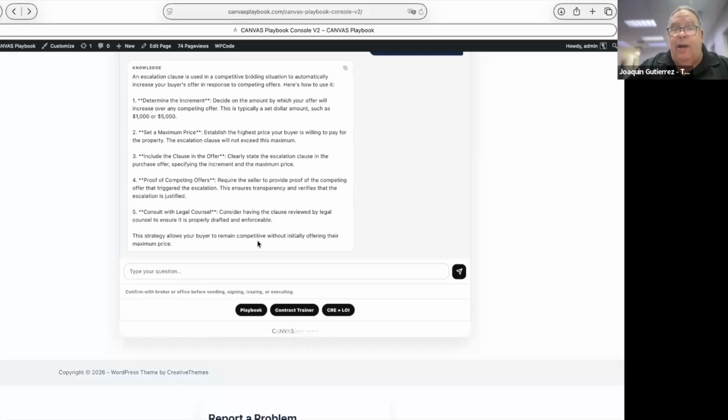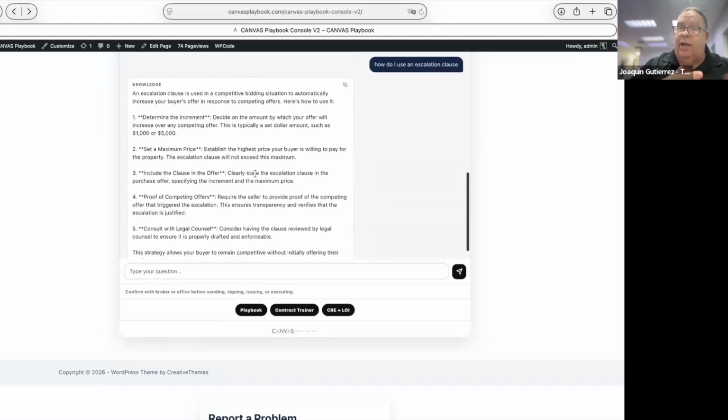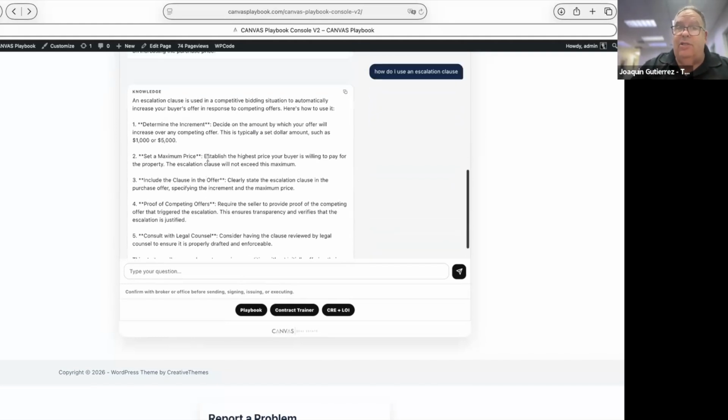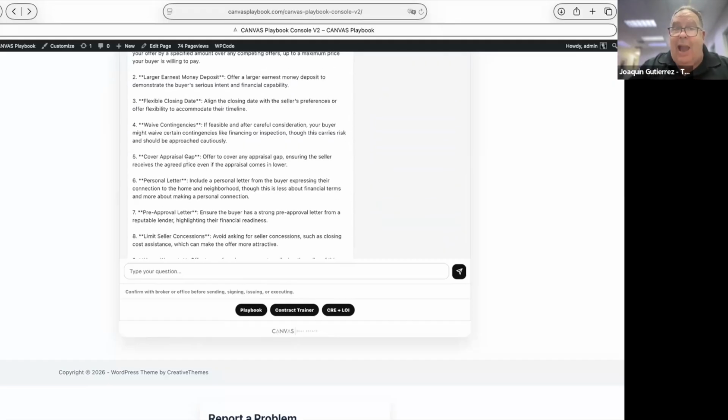This strategy allows your buyer to remain competitive without initially offering their maximum price. So do you see, you can ask a question and then from there, continue the conversation. So cover appraisal gap, right? Offer to cover any appraisal gap, ensuring the seller receives the agreed price. You can now ask it, give me an idea of how I would cover the appraisal gap. This is how you can learn on your own without waiting for somebody to answer you, okay?